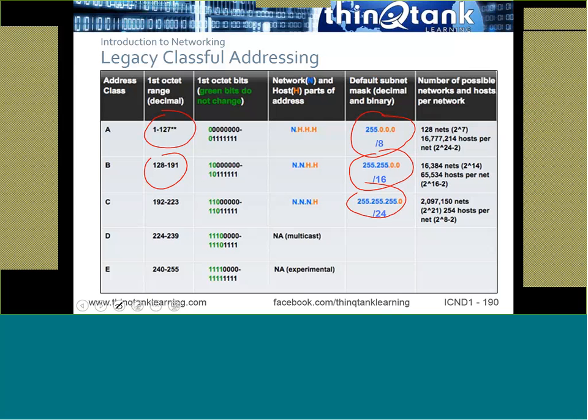Classful addressing means that based on the number of the first octet, we would always assume that the address has that mask. It was fixed, but think about that concept for a second. Because this is the way it would work.